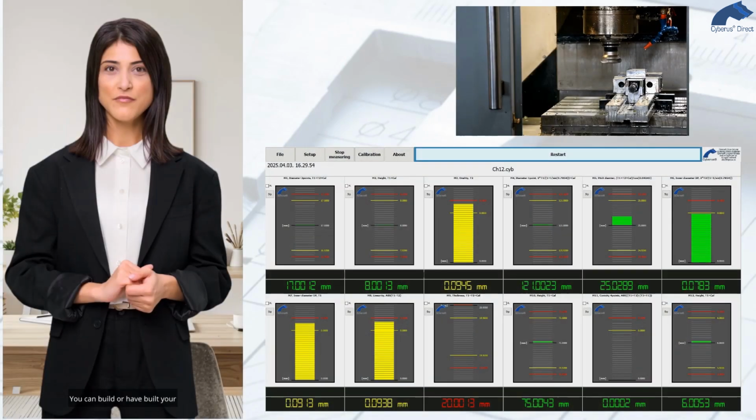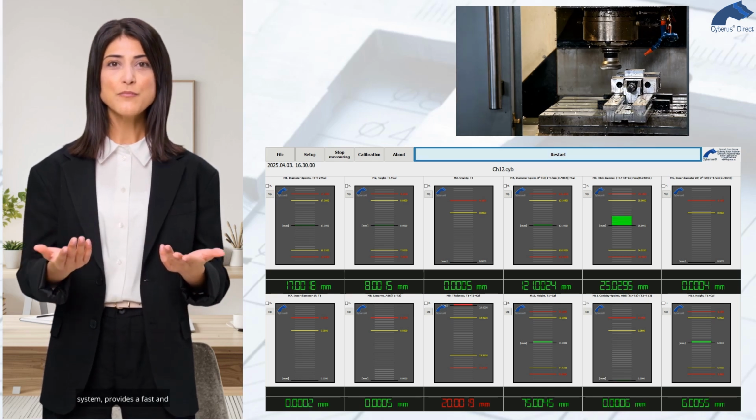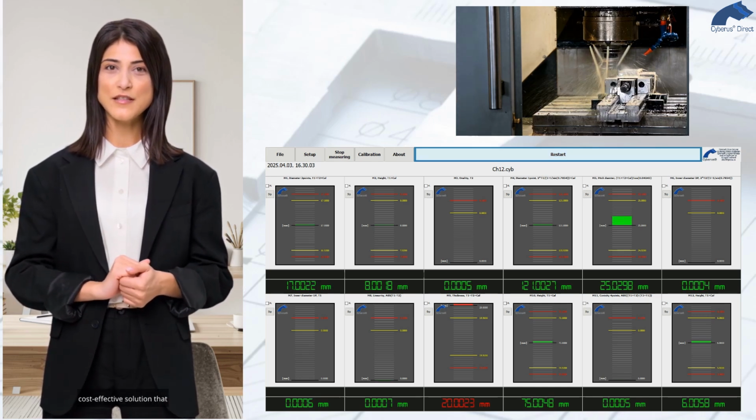You can build or have built your own measurement fixture, which, when connected to the Cyberus Direct system, provides a fast and cost-effective solution that perfectly fits into the production line and culture.